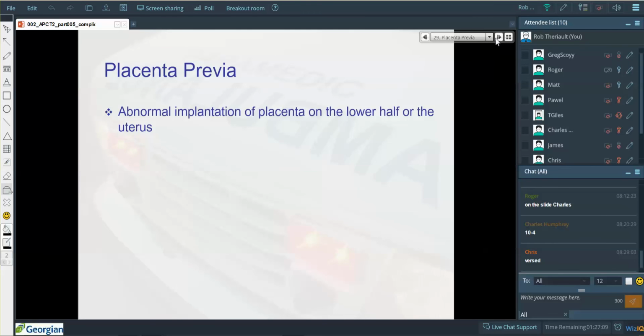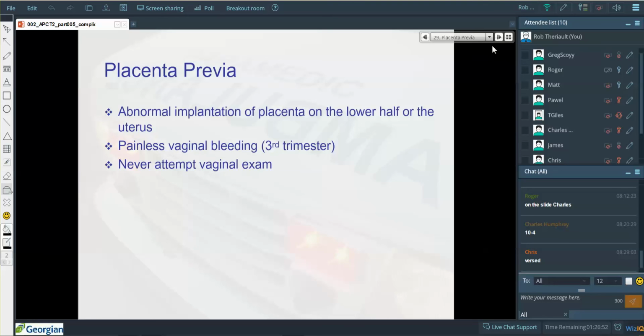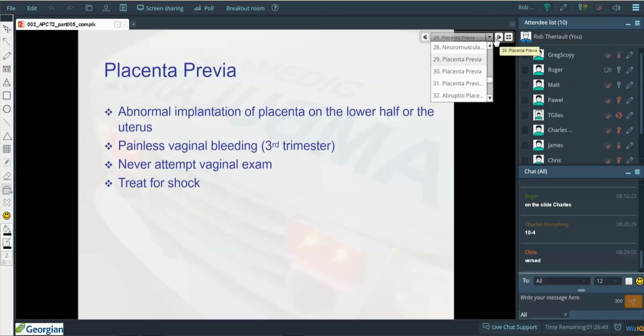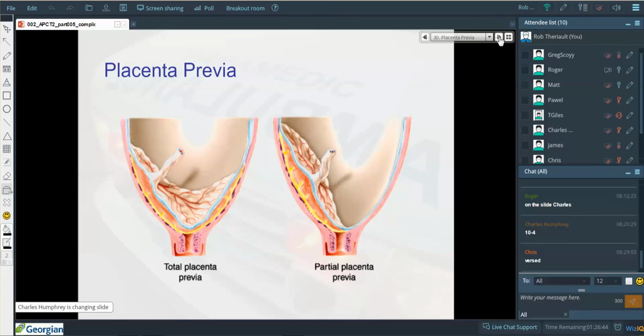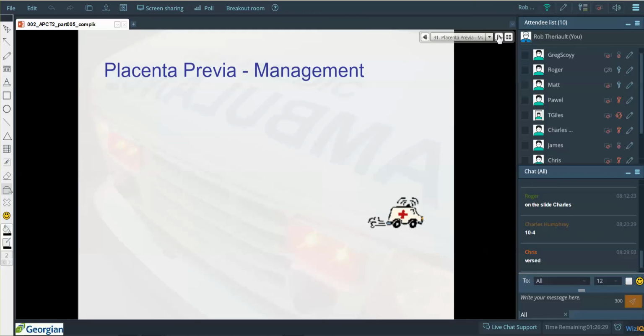Placenta previa. So this is an abnormal implantation of the placenta over the lower half of the uterus, and they may experience painless bleeding in the third trimester. And obviously we're not going to do a vaginal exam. We wouldn't anyway. We're going to treat for shock and rapid transport. So here are some examples of placenta previa, the one on the left being total and the one on the right being a partial placenta previa. Delivery can cause some serious life-threatening bleeding, and so that's a concern. We want to avoid delivery in the field if at all possible.